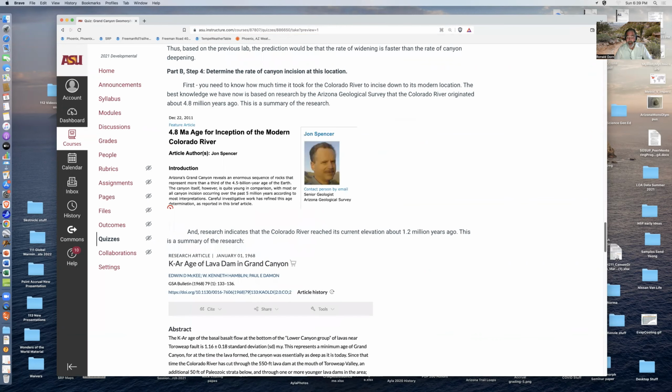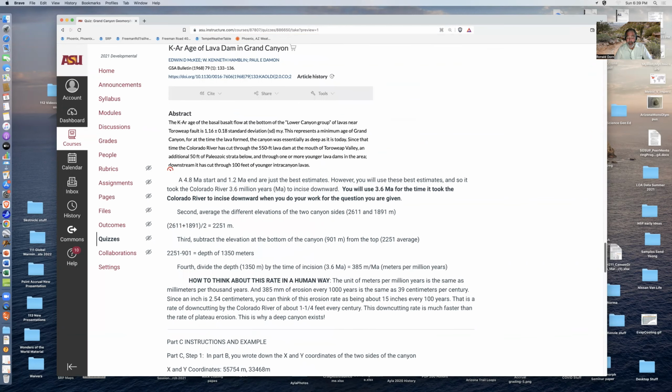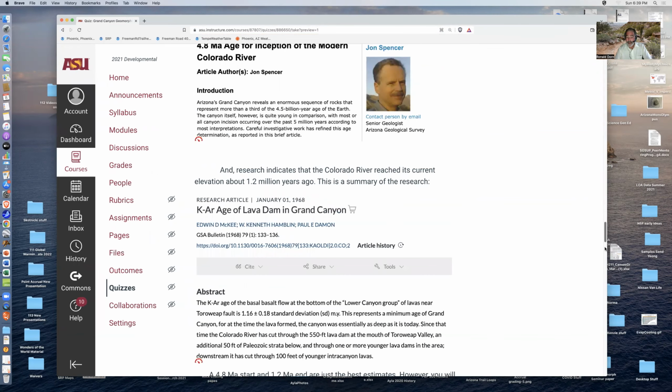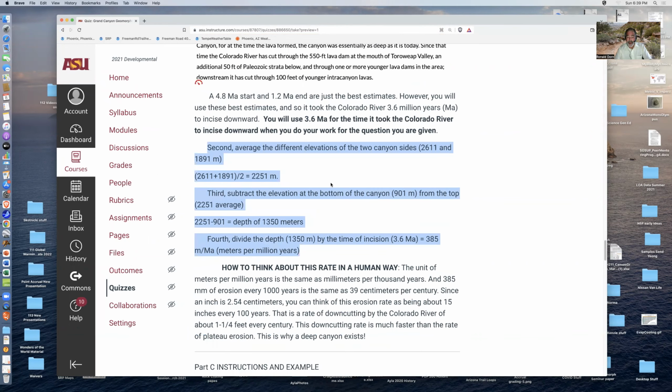So the problem of calculating the rate of incision is this equation right here. Let me blow it up so you can see it. You've got the elevation on one side of the rim and the other. You're just going to take an average of the two rim sides. So you add them up and divide by 2, and that's an average elevation for the rim.